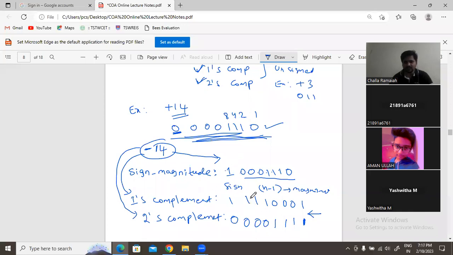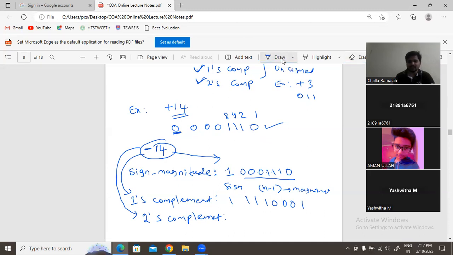No, listen here. We have written this for the positive value. Now take the positive value. So for positive 14, you have to take the 2's complement. Now actually we have taken the 1's complement instead of the 2's complement. Did you observe that mistake?